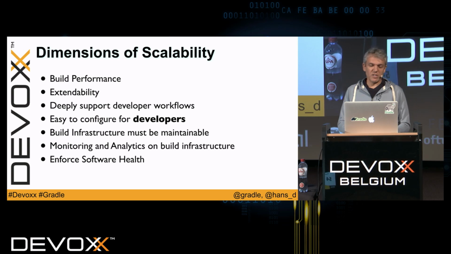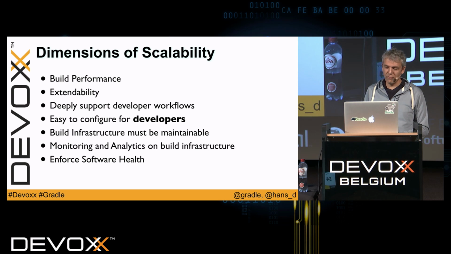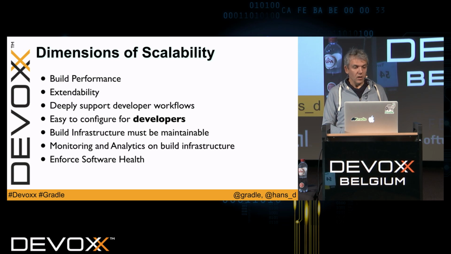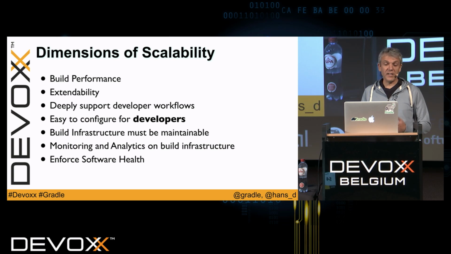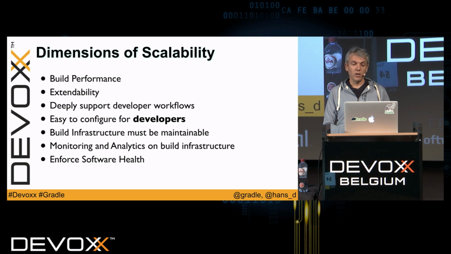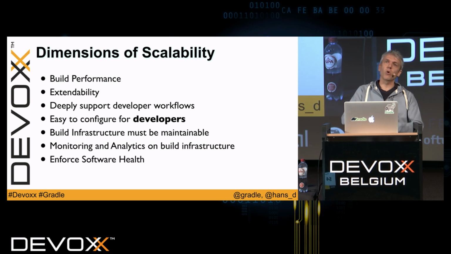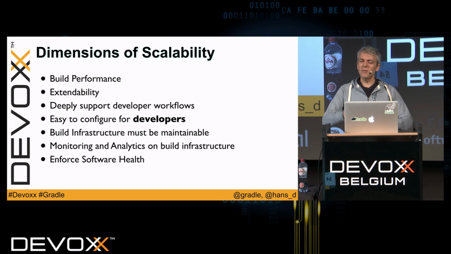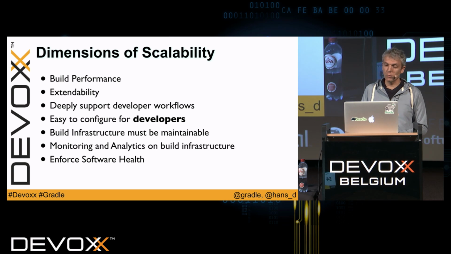And then build infrastructure must be maintainable, right? Which is not necessarily a trivial thing. And another aspect is monitoring and analytics of your build infrastructure, right? How easy is it for you, let's say you work in a distributed team, to see, hey, the team in Bangalore, or the team in the US, do they have particular issues that are not visible where I'm working from, when they, for example, run their local builds.